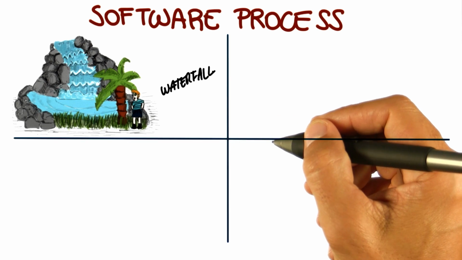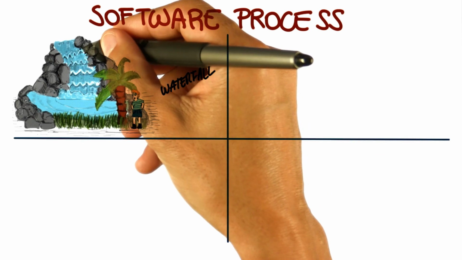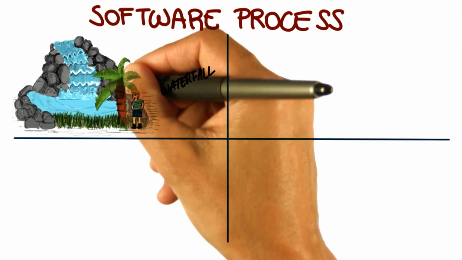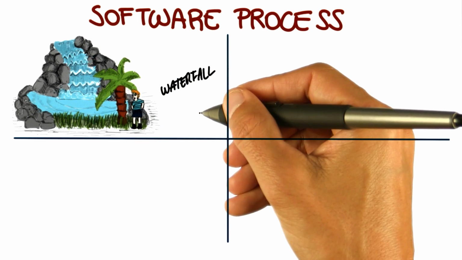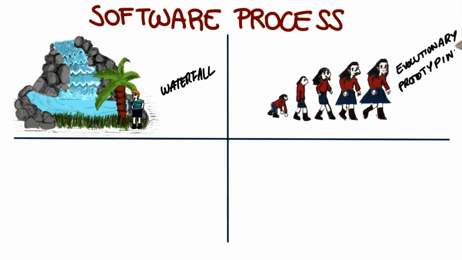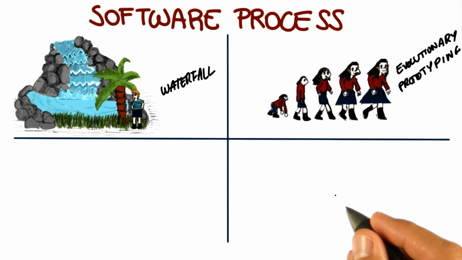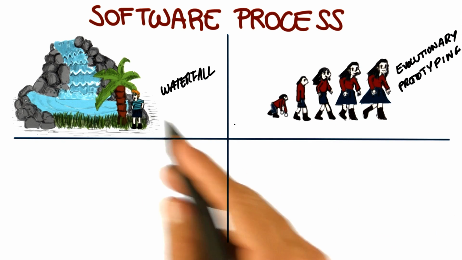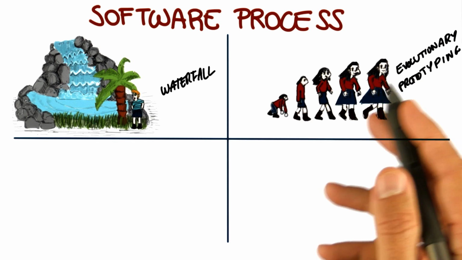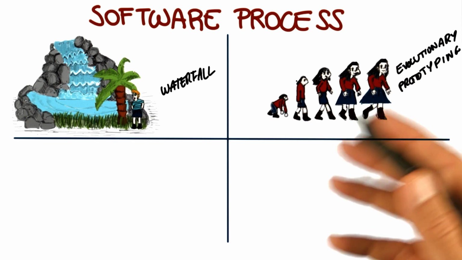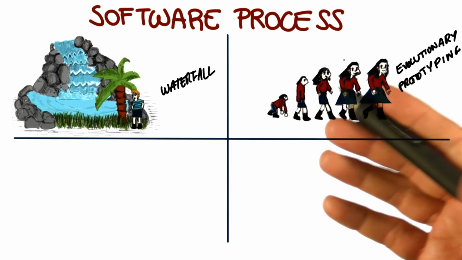The first one is what we normally call the waterfall process. And we call it waterfall because in the process we go from one phase to the other in the same way in which water follows the flow in a waterfall. The second process that we'll consider is what we call evolutionary prototyping. And in this case, instead of following this set of rigid steps, what we try to do is to start with an initial prototype and evolve it based on feedback from the customer.